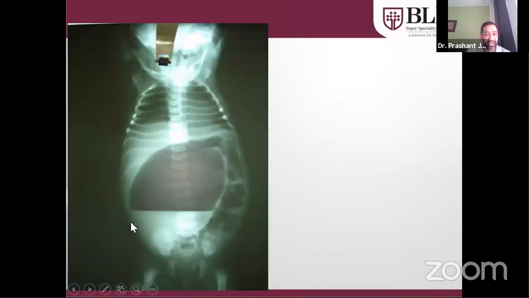As you can see, in this X-ray there's a very, very large air fluid level. And whenever you see such a picture, there could be three possibilities. Either it could be a colonic atresia, an obstruction in the colon causing the large air fluid level.